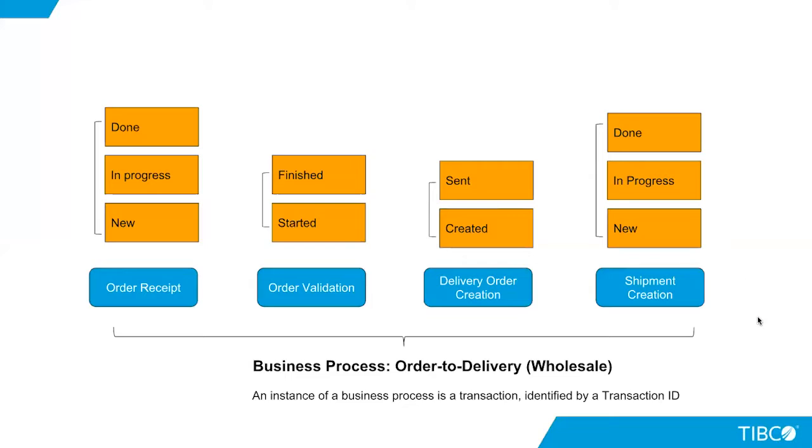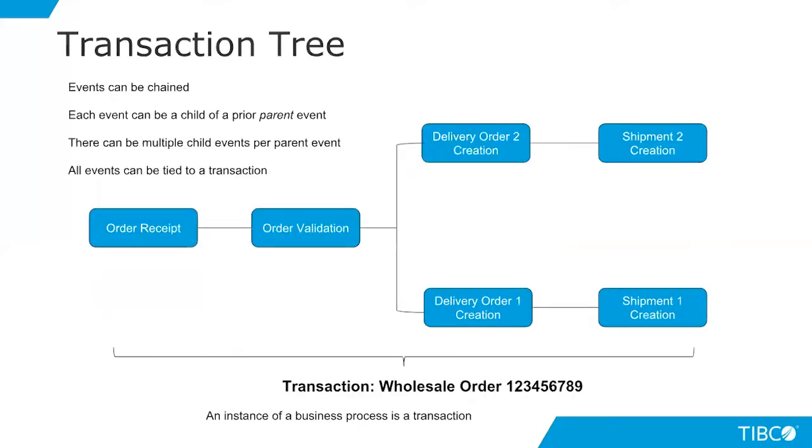As you can imagine, in this kind of structure, it can get quite complex, especially if we introduce the concept of a transaction tree, which is a pretty powerful concept, because audit events can be chained. Being chronological, one event can be tied to the prior event.